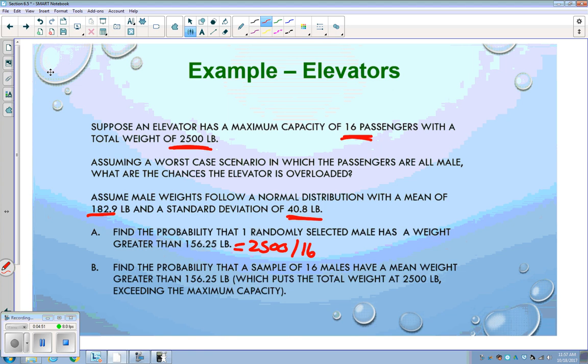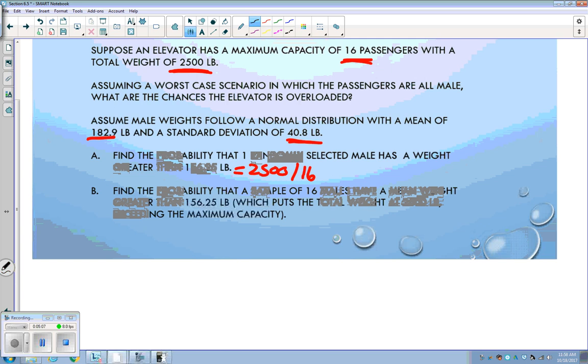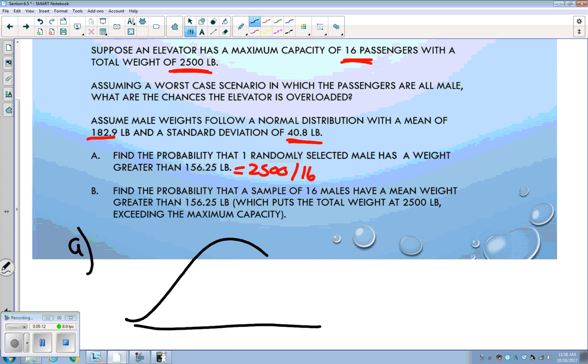Okay, so what is the probability that one randomly selected male from the population will have a weight greater than 156.25? This you've already done. We've done it and done it. And you guys can do it very quickly, I'm sure. Here's my normal curve. We always start with that, right? What's mu for the males? 182.9 with a standard deviation of 40.8. Okay?